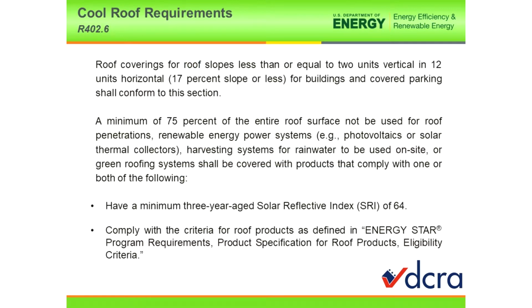Cool roofs. Now, a lot of this stuff, well, this portion isn't new. It just came out of the building code, but we're going to start hitting you up for this right here now. And it states that roof coverings for slope roofs less than or equal to 2 units vertical and 12 units horizontal, 17% slope or less, for buildings and covered parking shall conform to this section. Now, I'm not going to read all this with you or for you, and it says that it shall have a minimum 3-year aged solar reflectance index, SRI, of 64.